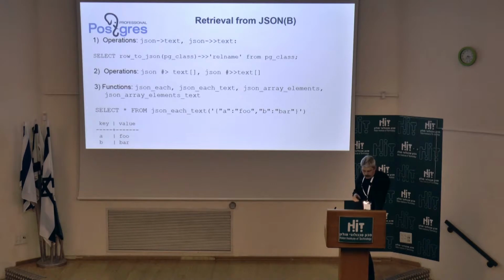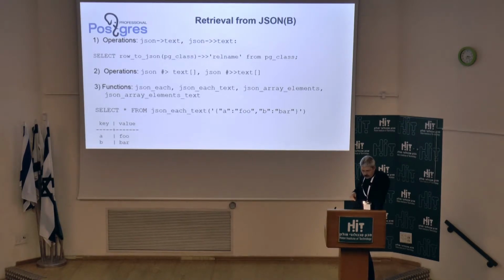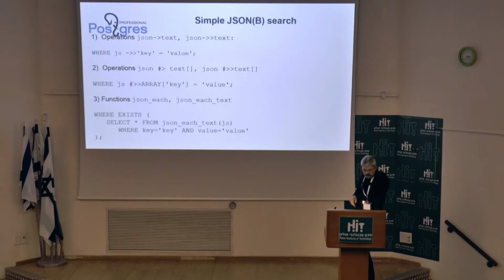You may later study it in detail. Also, there are some functions that convert JSON structures into rows. JSON each text, JSON array elements. These are four functions which convert JSON structure to rows. Why four? Two, because they may return text or return JSON, and two more because they process arrays and objects. So four different functions to convert JSON to rows.